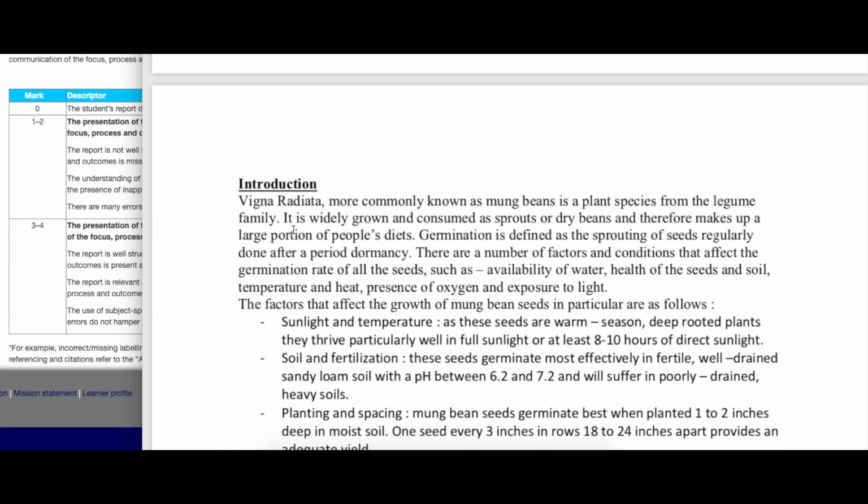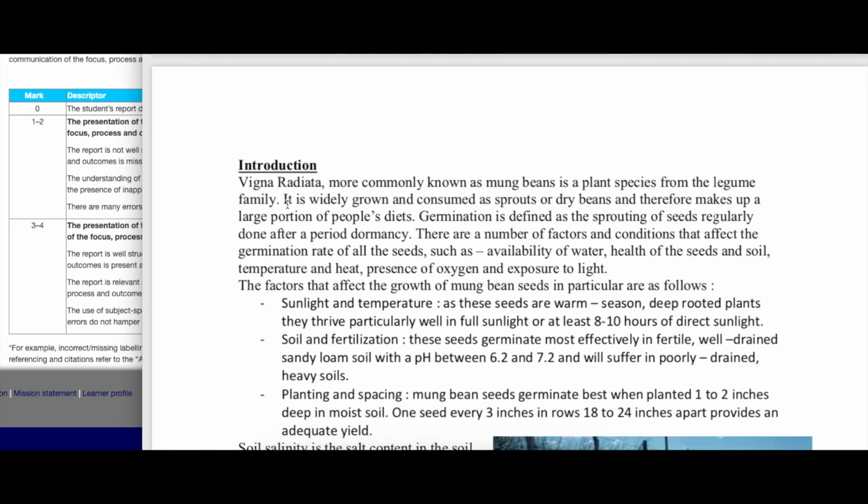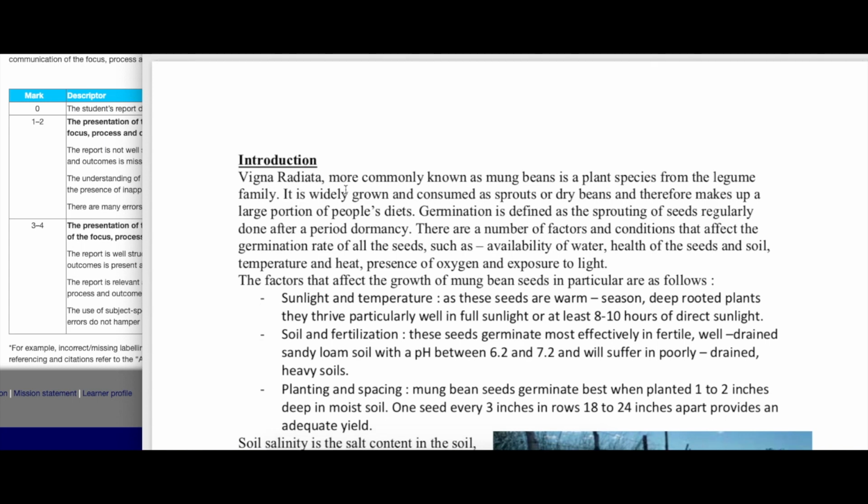Again, the student starts off with Vigna radiata, this time not even italicizing the species name. So again, that error is repeated. You don't penalize the student multiple times for the same error, but you take a note of it. So I'm going to read through this document here. Vigna radiata, more commonly known as mung beans, is a plant species from the legume family. Relevant information: it is widely grown and consumed as sprouts or dry beans and therefore makes up a large portion of people's diets. I'm wondering, where did that information come from?